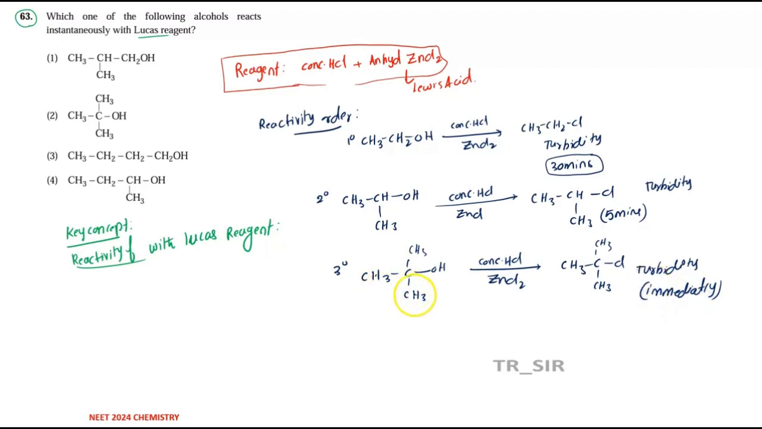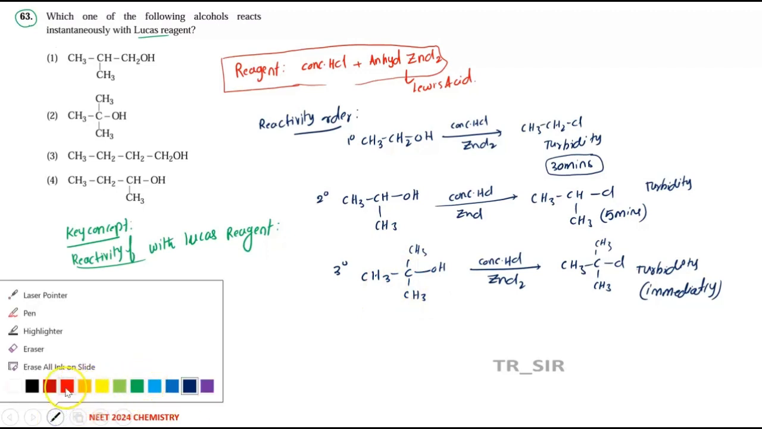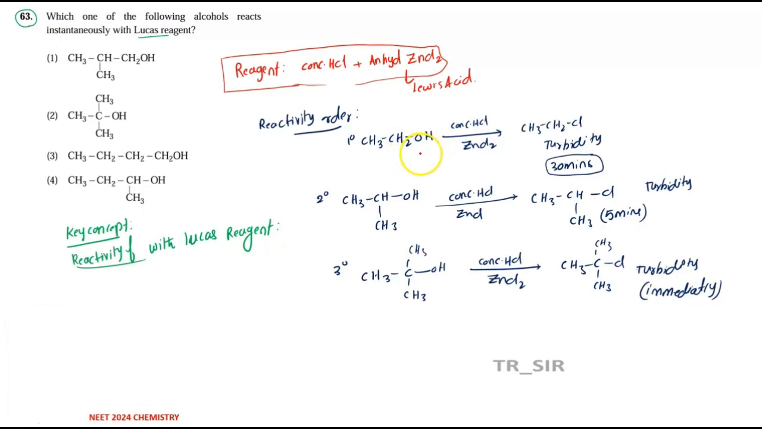Why it happens depends on the carbocation. One more point: the reaction mechanism involved. With a primary alcohol, the SN2 reaction takes place, while here the SN1 reaction takes place, and here also the SN1 reaction takes place. In SN2, there is no formation of carbocation, no stabilization of carbocation, only a transition state forms. But in the case of secondary and tertiary alcohols, we have to see the stability of the carbocation.